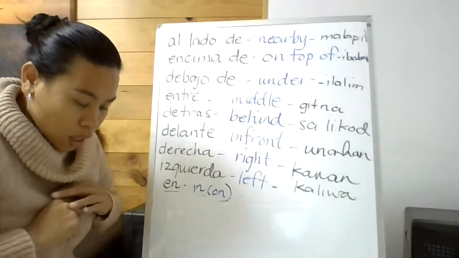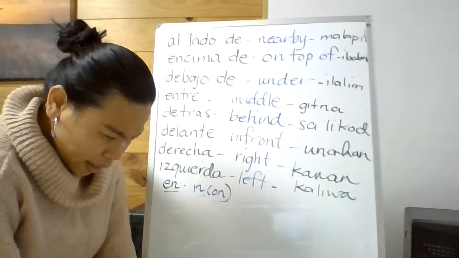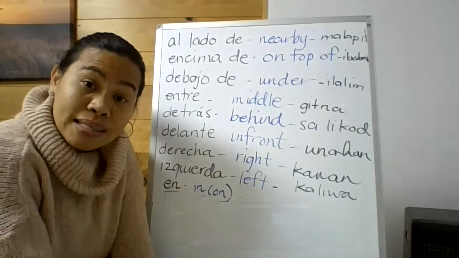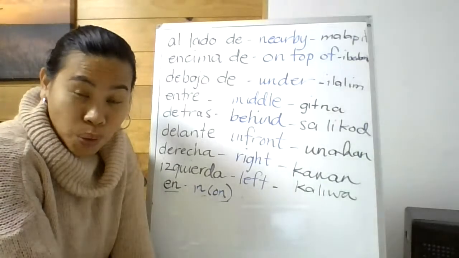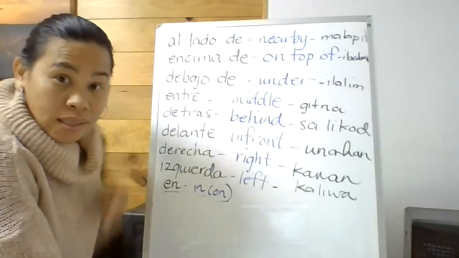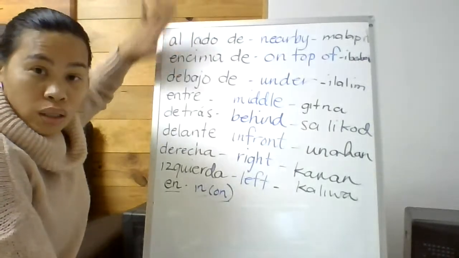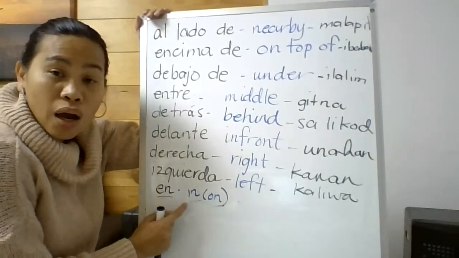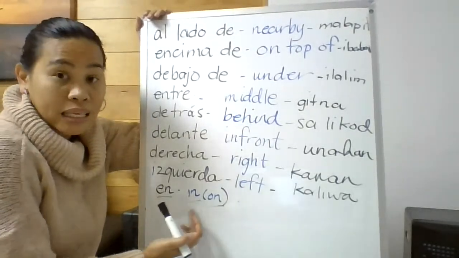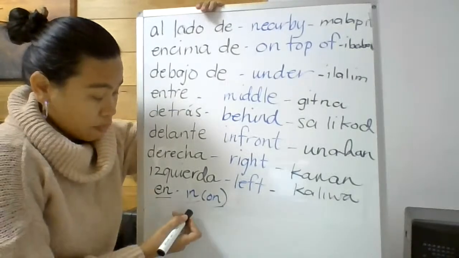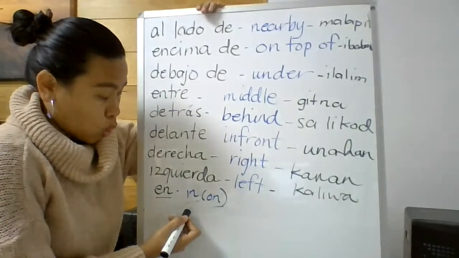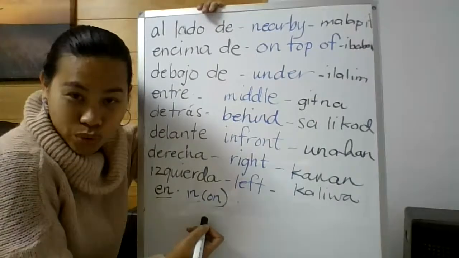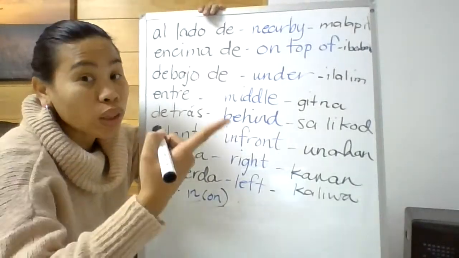For example, el mapa está en la pared. So the map is on the wall. Bale? On the wall. So it depends actually how you are going to use this in the sentence. For example, en autobus. So I'm on the bus.